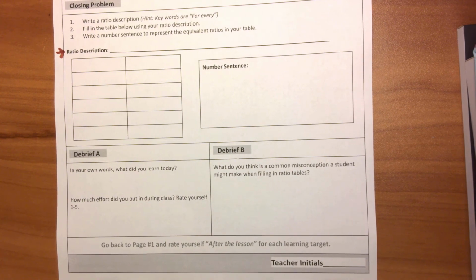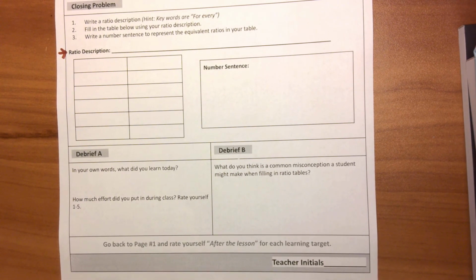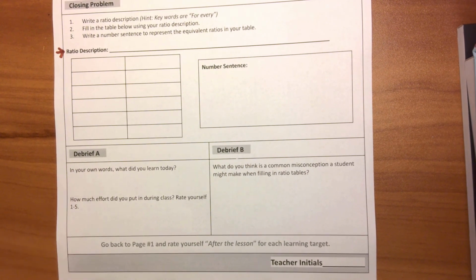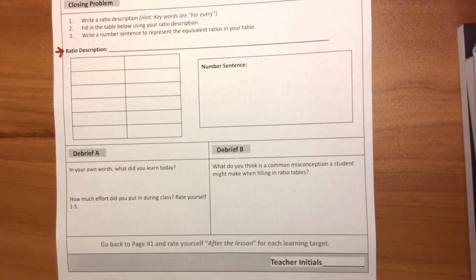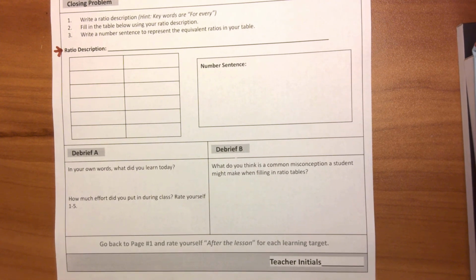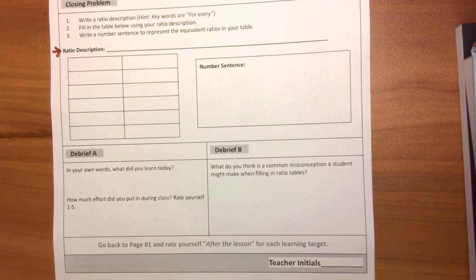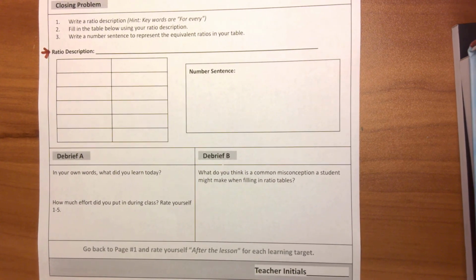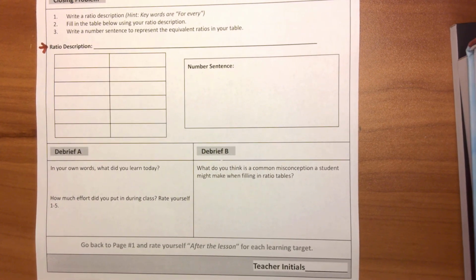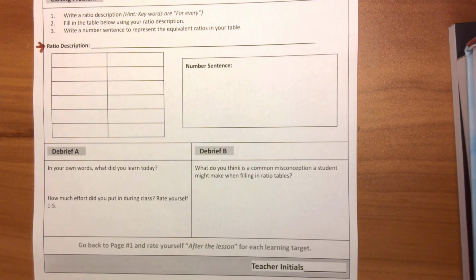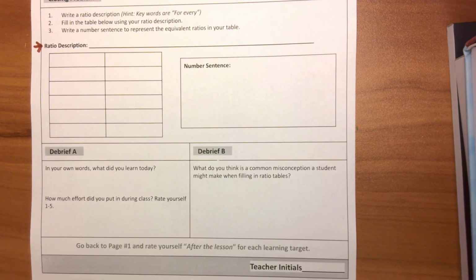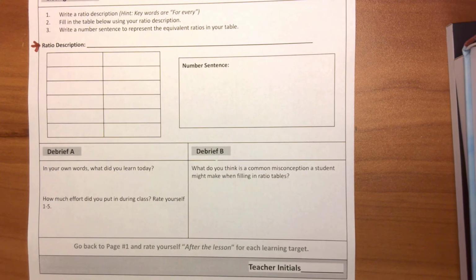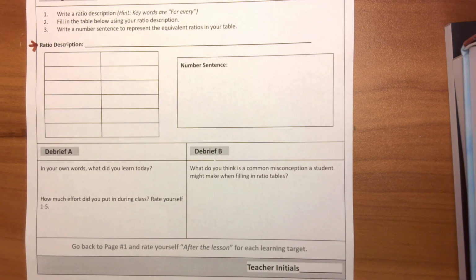Our last step is we're going to go over a few debrief questions. In your own words, write what you learned today. How much effort did you put in during class? Rate yourself 1 through 5, 1 being the lowest, 5 being the highest. And then the last debrief question is, what do you think is a common misconception a student might make when filling in ratio tables? Maybe it was a mistake you made today. Mistakes are okay. They help us learn.